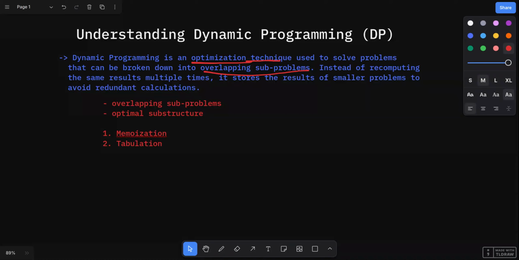When you talk of tabulation, it builds solutions from smaller subproblems up to the main problem in an iterative manner. So it follows an iterative manner, while what you've seen from memoization follows a recursive manner. We store intermediate results in a table, usually an array, and then we use them to build the final solution. So in tabulation, we use an iterative approach. And in memoization, we use a recursive approach.